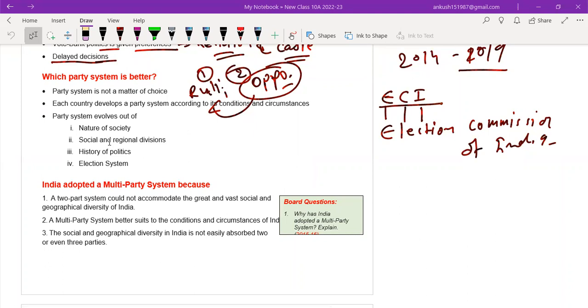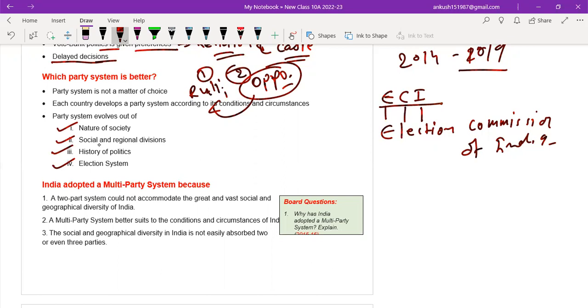It evolves actually over a long time, depending on the nature of the society, its social and regional divisions, its history of politics, and even its system of elections. Such characteristics cannot be changed very quickly. Which society does the party belong to, the social and regional divisions, the history of politics, the election system, such kinds of things are observed. Each country develops a party system that is conditioned by its special circumstances.